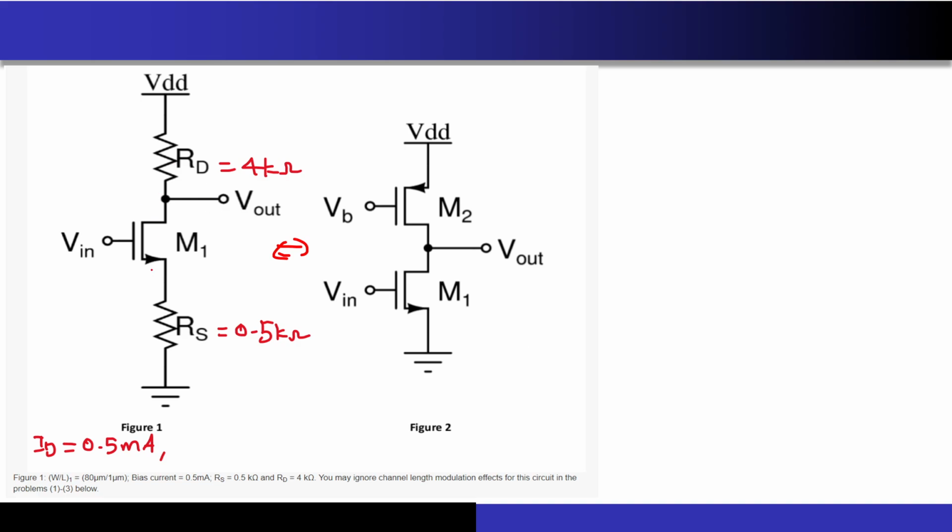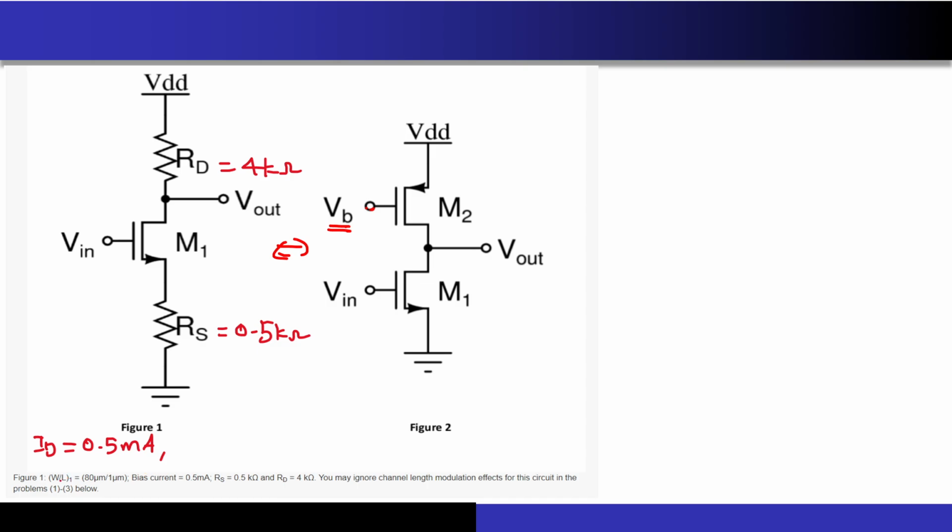This is the first circuit that I have. You can see this is a source degenerated common source amplifier with a resistive load, and the second circuit is nothing but a common source amplifier with an active load. This is not a CMOS inverter, okay, because this is a biasing input. I am not applying Vin over here.